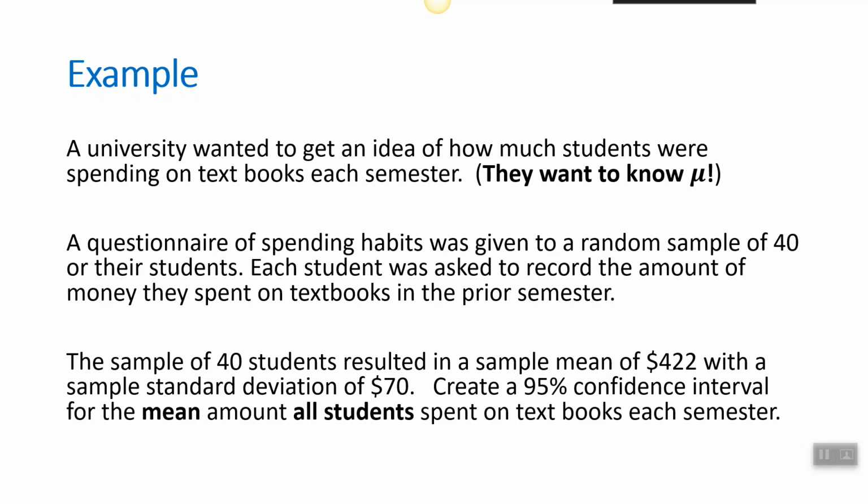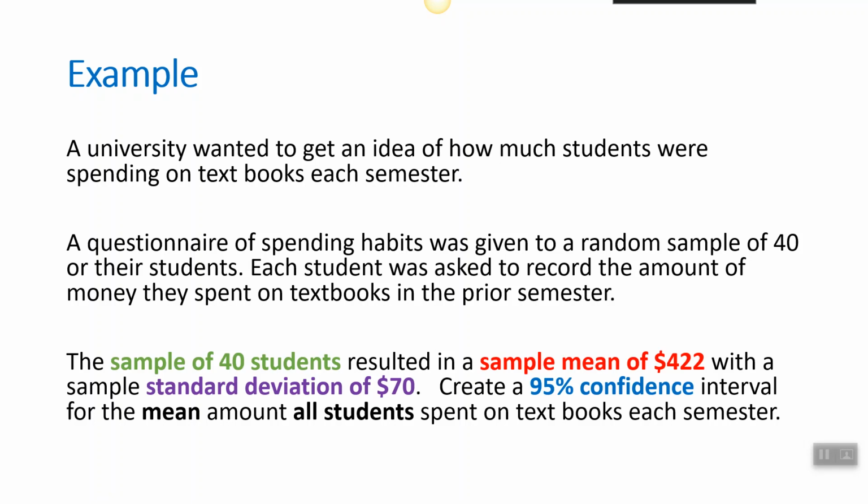So this is a pretty classic problem for confidence intervals. The university wants to know the population mean, and they can't ask every student this question, so they settled on a sample of students, and they're going to use the results from that sample to create a confidence interval. In other words, estimate the true population mean with that interval.